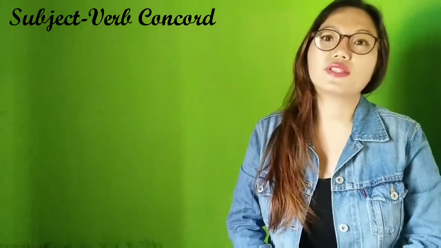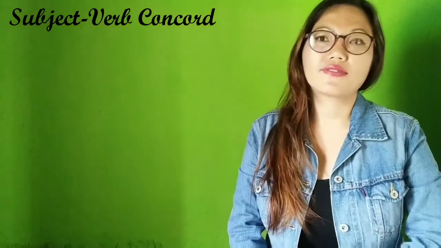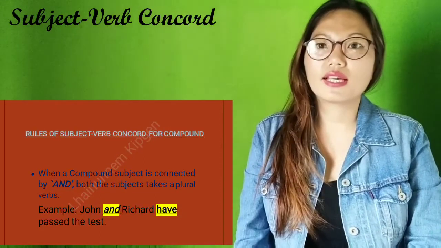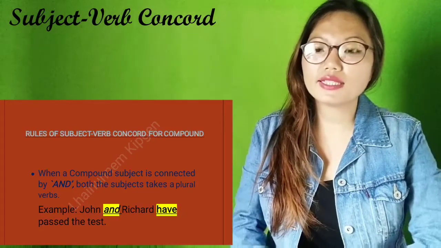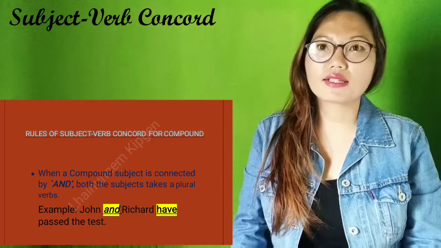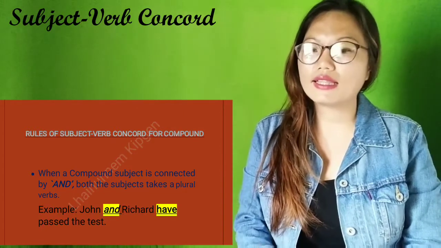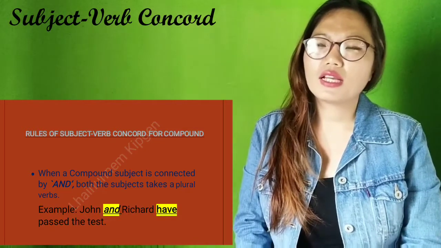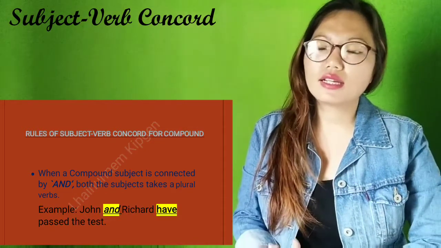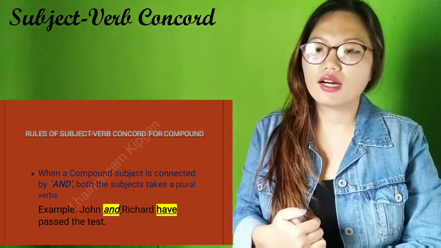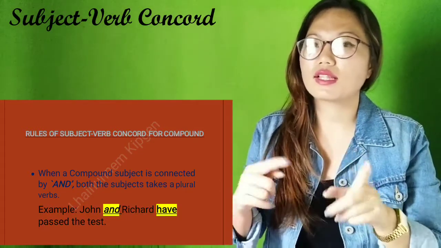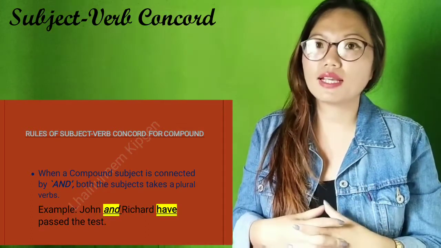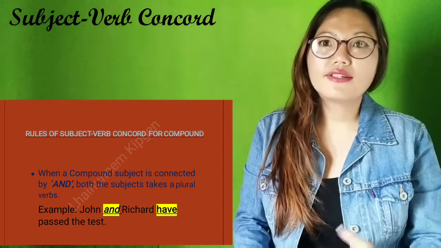Okay, now let us move into the first rule of subject-verb agreement in compound subjects, and I'm going to give it along with an example as well. So the first rule is when a compound subject is connected by and, both the subjects take a plural verb. So in a compound subject, if both the subjects are joined together by and, they take a plural verb.